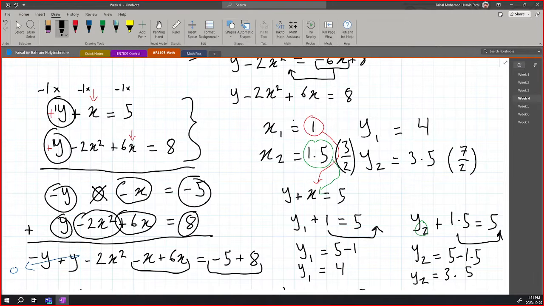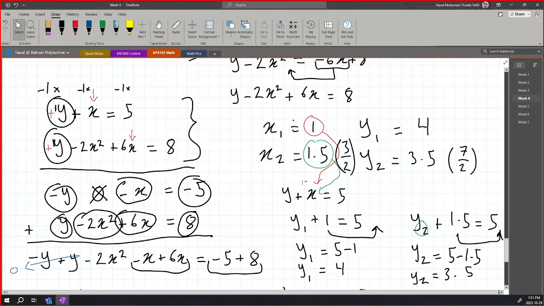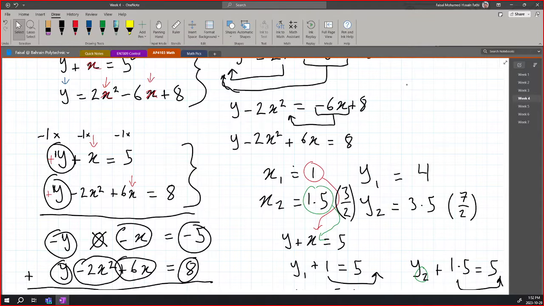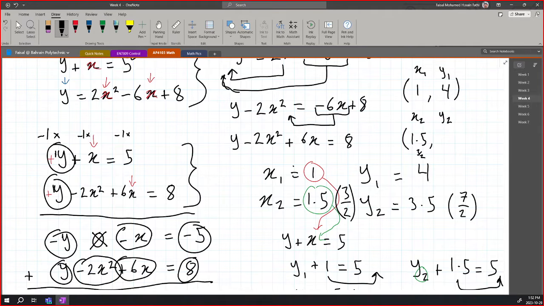Alright, so this is the method. This is the answer. The answer is usually in coordinate form, so they will write the first point as x1, y1, which is 1, 4. Then x2, y2 will be 1.5 or 3 over 2, and 3.5 or 7 over 2. This is how the answer will be. Clear? Any questions about elimination with quadratic equations?